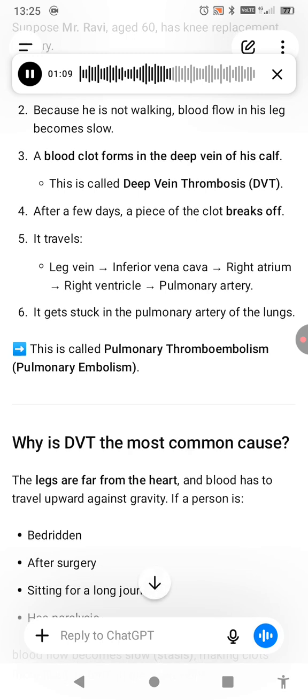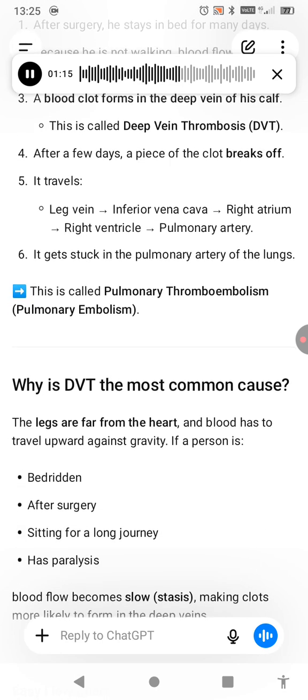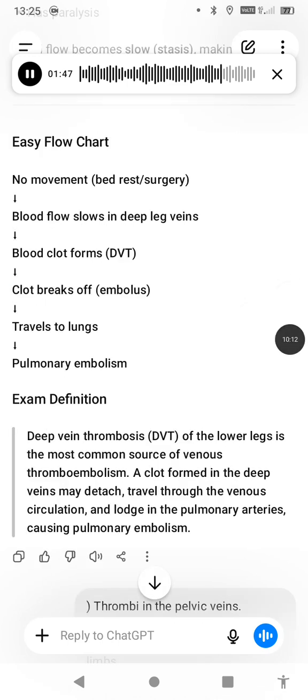4. After a few days, a piece of the clot breaks off. 5. It travels through the leg vein, inferior vena cava, right atrium, right ventricle, and pulmonary artery. 6. It gets stuck in the pulmonary artery of the lungs. This is called pulmonary thromboembolism, pulmonary embolism. Summary: surgery, blood flow slows in deep leg veins, blood clot forms, DVT, clot breaks off, embolus, travels to lungs, pulmonary embolism.